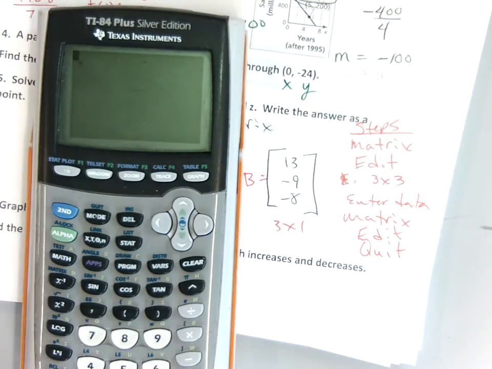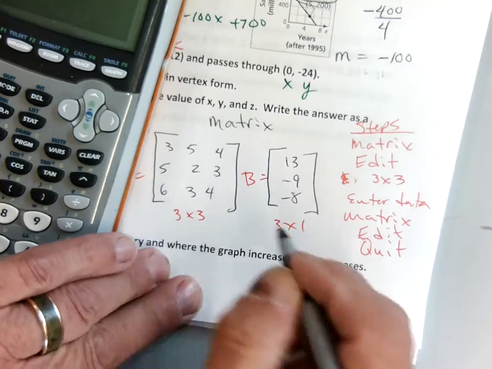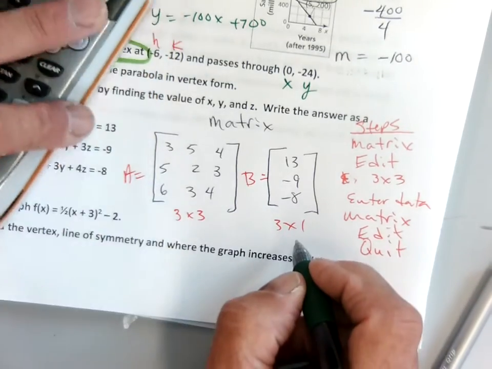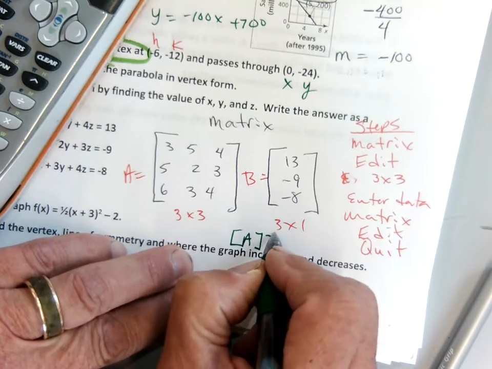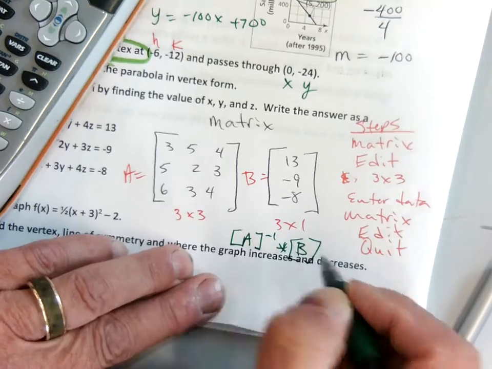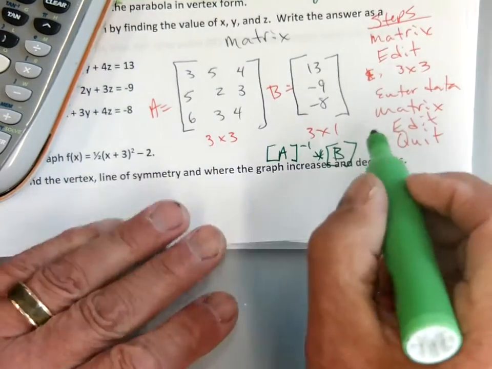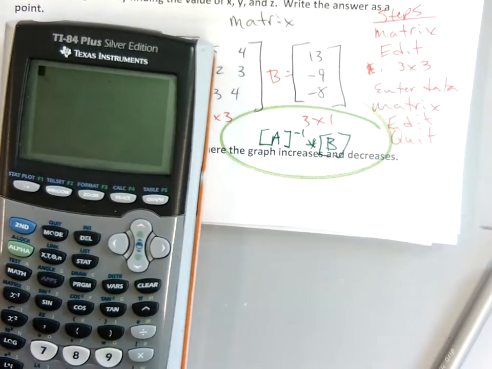So here's what we need to do. And it's actually real easy. The calculator will get the answer. I need to do this little operation. You need to do this. A -1 times B. Okay, let me go ahead. I'm going to highlight this. This is what we need to do. This is the math operation, okay? So how do I do this?